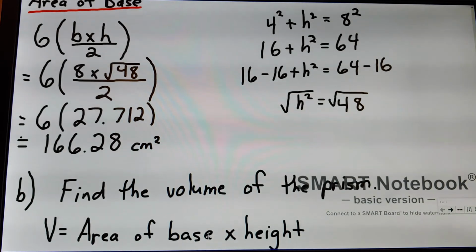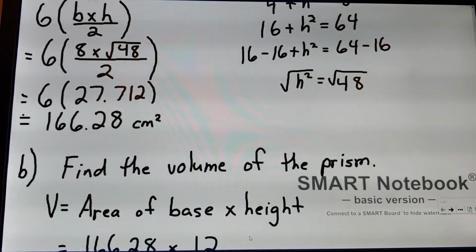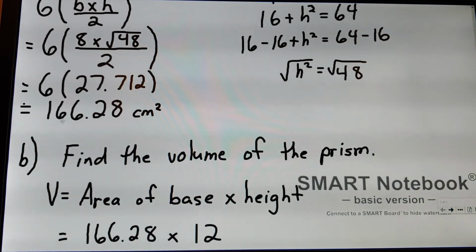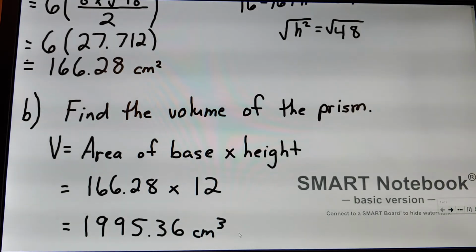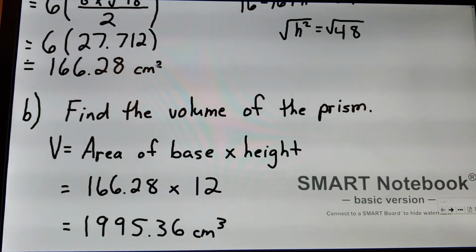Volume is going to be area of the base times the height of that whole prism if it was standing on that hexagonal base. So we just got that the area of that hexagon is 166.28. The whole prism is 12 centimeters long, like we were just seeing. So that gives us a volume of 1,995.36 centimeters cubed, because it's volume now, 3 dimensions. This was squared because it's 2 dimensions.